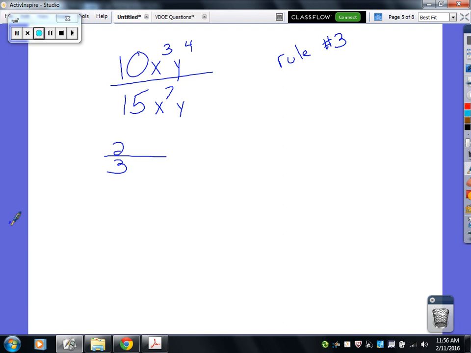Moving on. Now here's how this works. It's x to the third divided by x to the seventh. What we do here is we subtract the exponents when we have division and we have the same base, which is what we have here. So what's 7 minus 3?